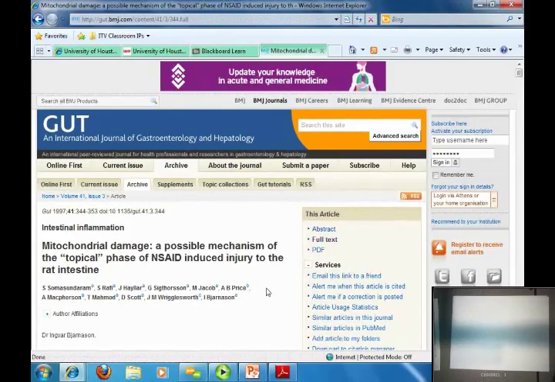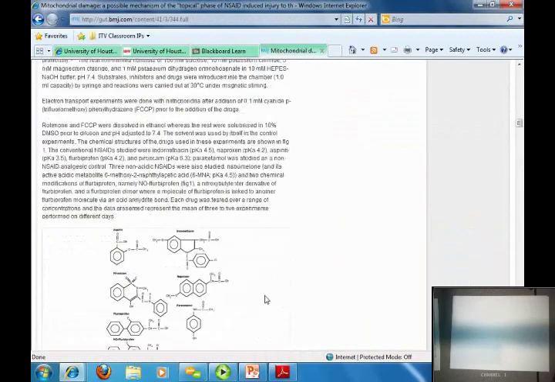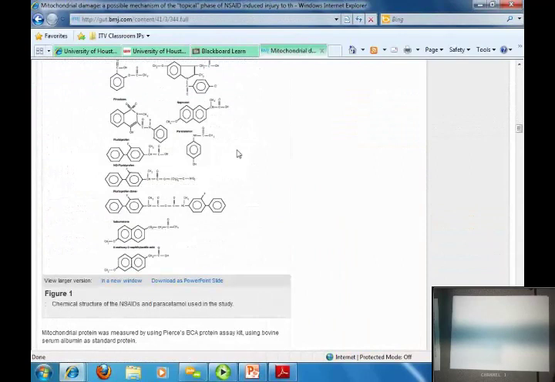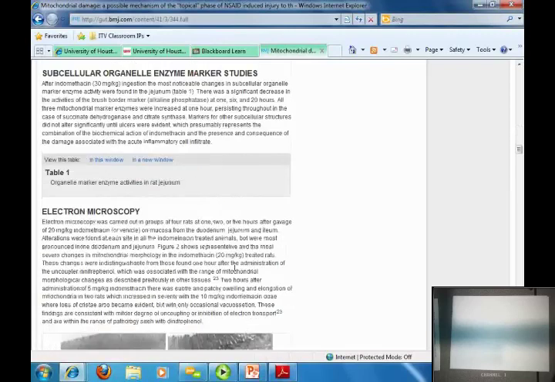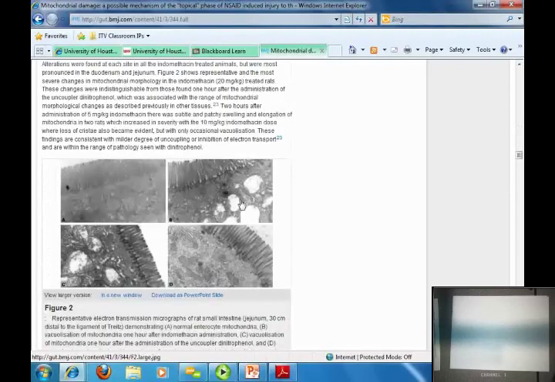There's no need to go into the details, because I spent 6 or 7 years on these two. So these are the different non-steroidal anti-inflammatory drugs to work on this. And these are the experiments. You can see the same thing what I showed you, where you have a normal mitochondria, circle, and now you have the uncoupled mitochondria. And thereby it induces damage.